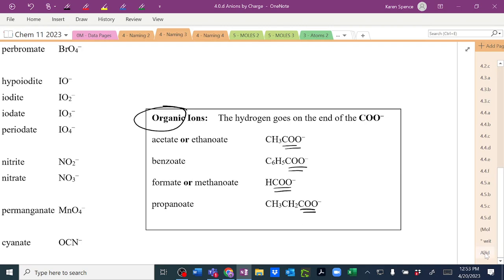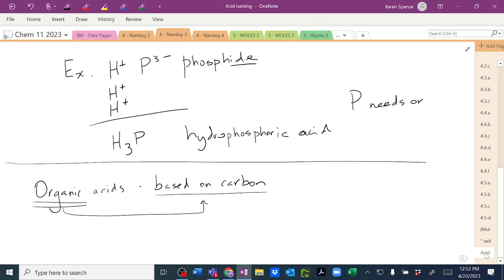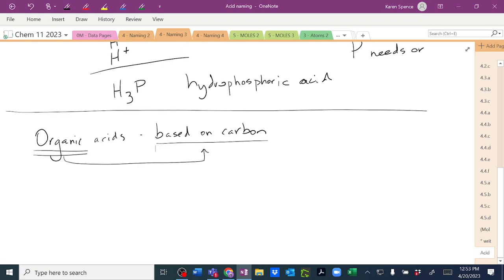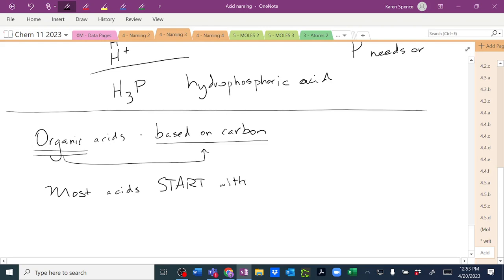So if we have these organic acids that are based on carbon, they don't look like most other acids. Most acids start with H. Organic acids do not start with H, they end in COOH.